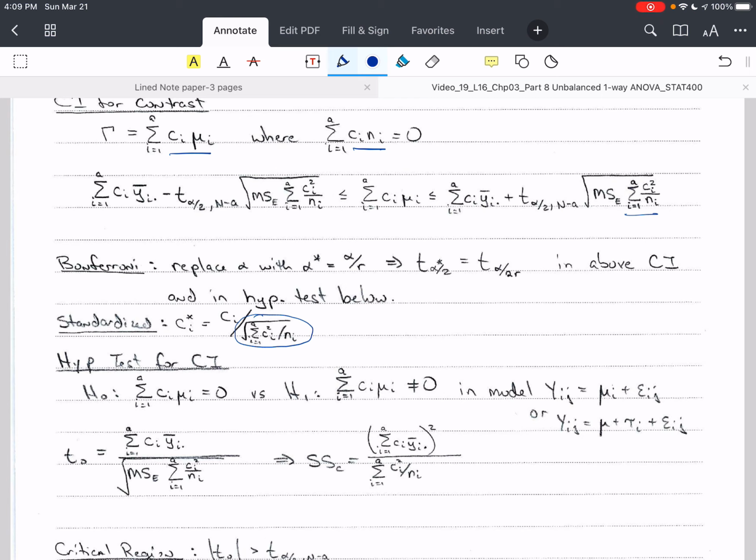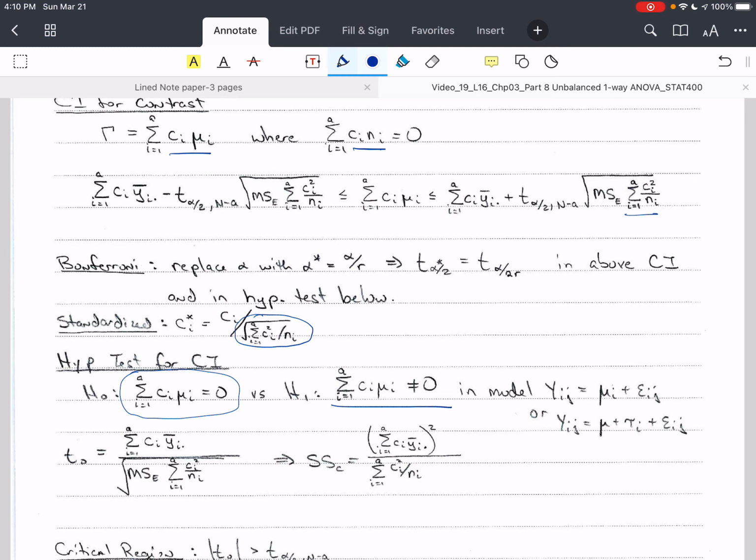So our hypothesis for the confidence interval is that it contains 0, right? If the confidence interval contains 0, then that means that this linear combination of the treatment means is equal to 0. That means the relationship that we're setting up is that these means are all equal, or the difference in the means is equal to 0, versus they're not.